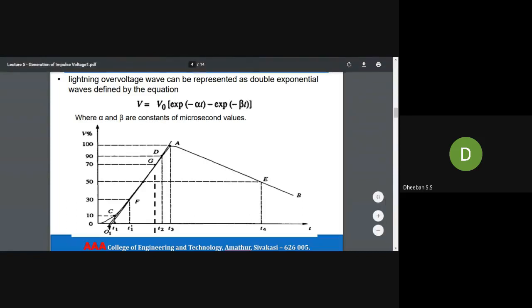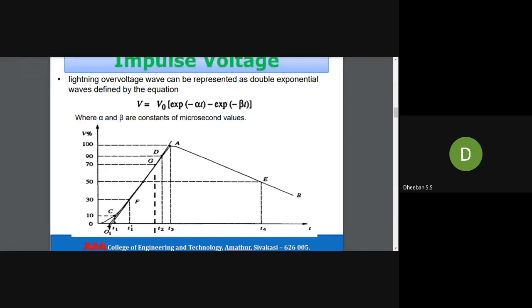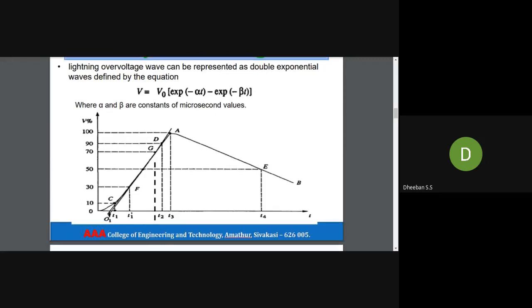The lightning overvoltage wave in general can be represented in this format, which you might have studied in your power system transients. This is the general representation of the lightning equation: V equals V naught into exponential minus alpha t minus exponential minus beta t. Here alpha and beta are nothing but your time constants. Here they have given an impulse voltage waveform.